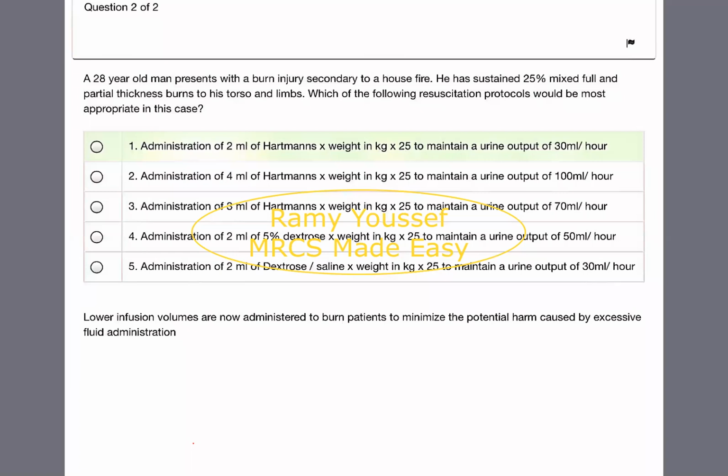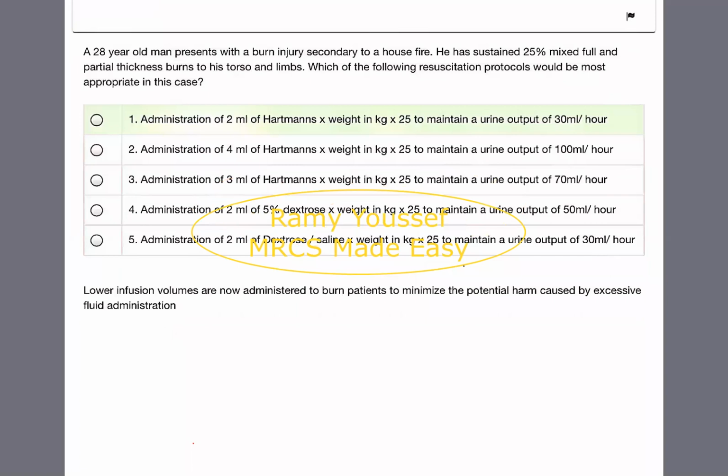The 4 ml Hartmann's and percentage are right, but the output of 100 ml is much more than needed. Also 3 ml of Hartmann's per kg to maintain output of 70 is no; at least 0.5 ml per kg per hour of urine output, as Dr. Mumtaz wrote in the equation. So it's about 35 exactly, and this is the most acceptable one. We are talking about how much, which solution, and urine output not less than 0.5; whether 30 or 35, 100 ml is much more, and 70 ml is still more.